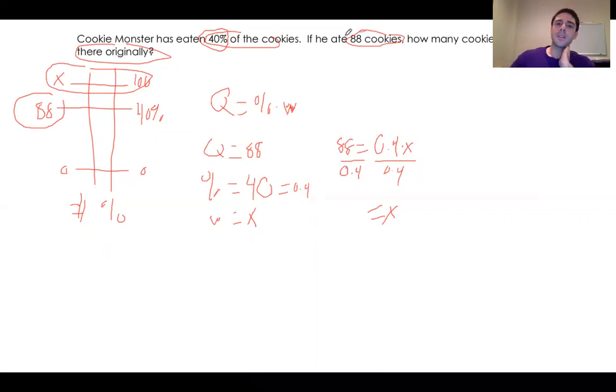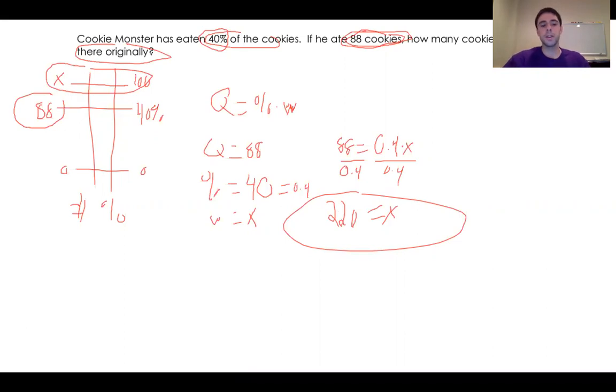So we have 88 cookies, or 40%. So it's not going to be 88. We need to solve. That number is going to be 88 divided by 0.4. That's going to equal what? Awesome. That's going to be 220, right? So if Cookie Monster ate 40% of the cookies, that means that there were 220 total in the jar. There were 220 cookies originally.